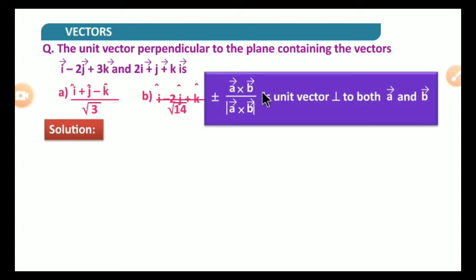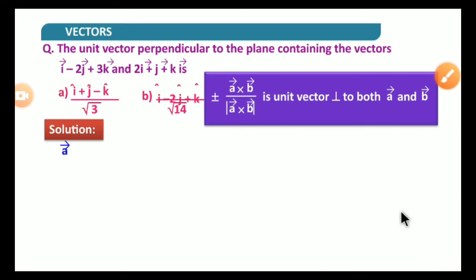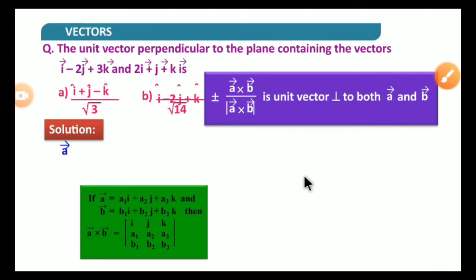So first consider this formula again. This is the unit vector perpendicular to both A and B. Now we are considering these two vectors as A and B. Therefore, vector A is equal to i minus 2j plus 3k, and vector B is equal to 2i plus j plus k. So first we have to find A cross B.